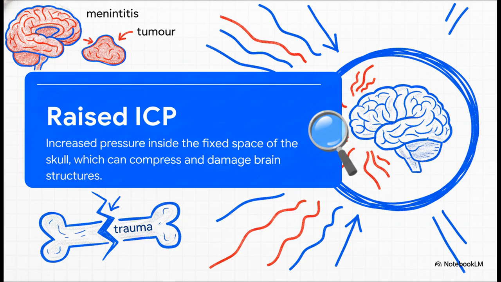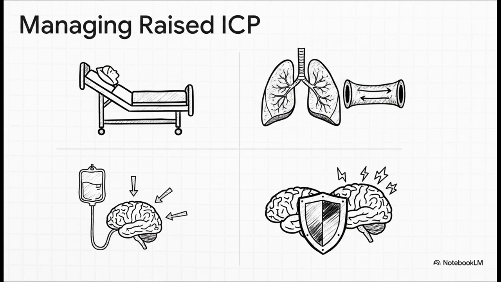So things like meningitis, tumors, or even trauma can all lead to raised intracranial pressure. And this is a true neurologic emergency. Why? Because as pressure builds up inside the fixed box of the skull, it can start to compress and damage really vital brain structures. Managing raised ICP is really all about creating space and reducing that pressure.